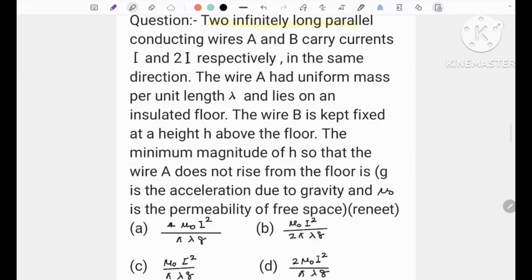Next: two infinitely long parallel conducting wires A and B carrying current I and 2I respectively in the same direction. The wire A has uniform mass per unit length lambda and lies on the insulated floor. The wire B is kept fixed at height h above the floor. The minimum magnitude of h so that the wire A does not rise from the floor is, g is acceleration due to gravity and mu dot is permeability of free space.